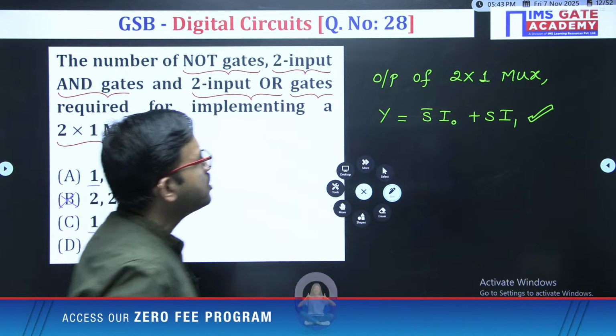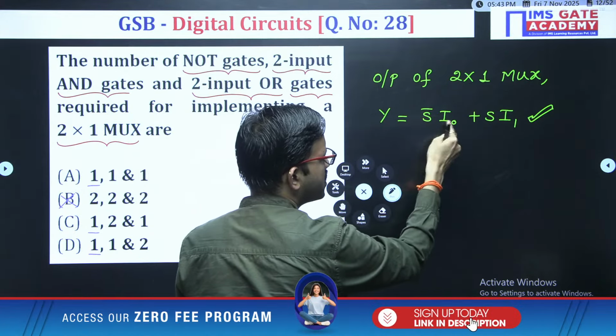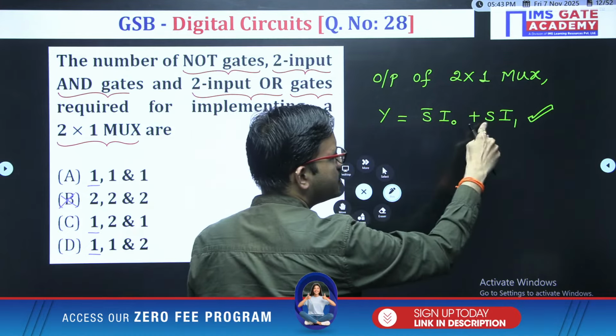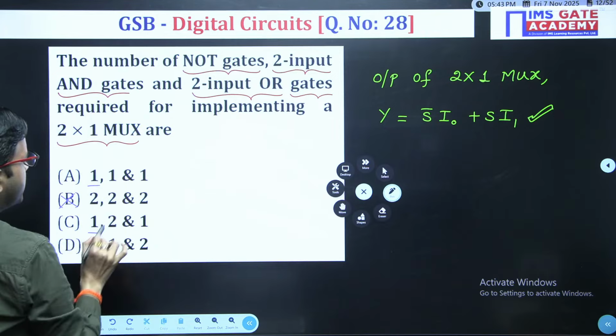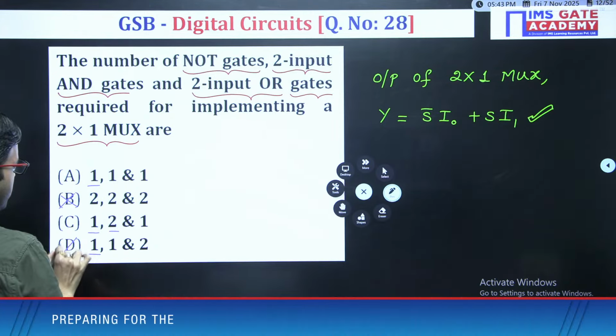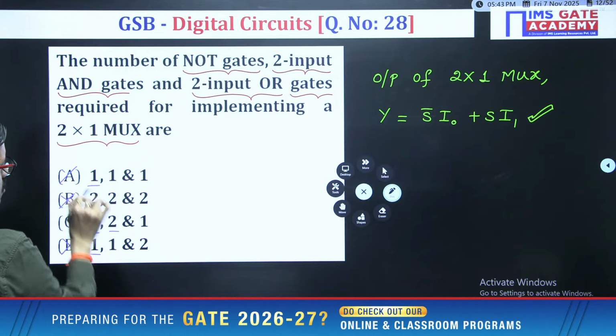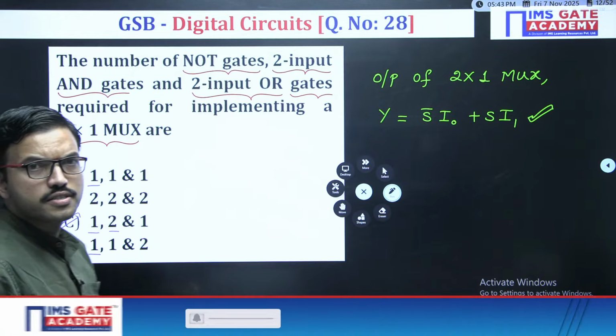Right. Coming to AND gates. S bar I0. That means here a logical AND is there. And similarly S into I1, logical AND. That means we require 2 AND gates. The number of AND gates required is 2. So with the help of this understanding, we can eliminate D and A also. Obviously, one option is left over. That will be correct.